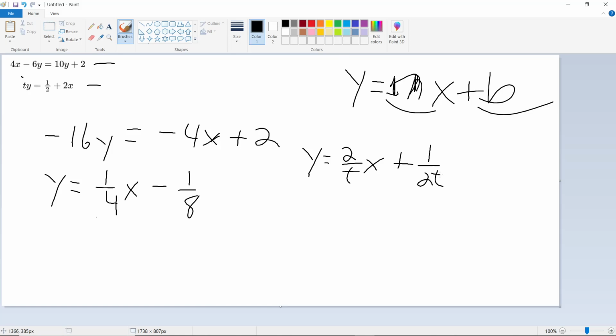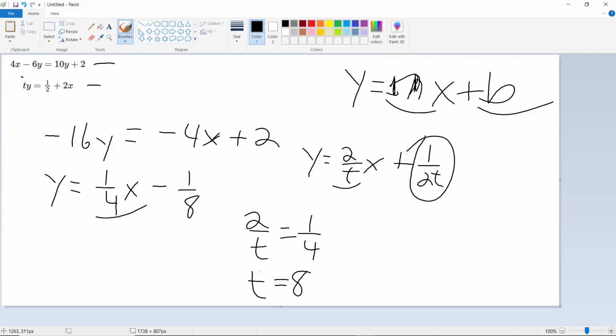So for these to be the same, I just have to make sure that the m part, the number in front of x, is the same. 2 over t equals 1/4. Cross multiply, 4 times 2 is 8. T times 1 is t. T equals 8. And then just to double check, I want to make sure that the b's are different.